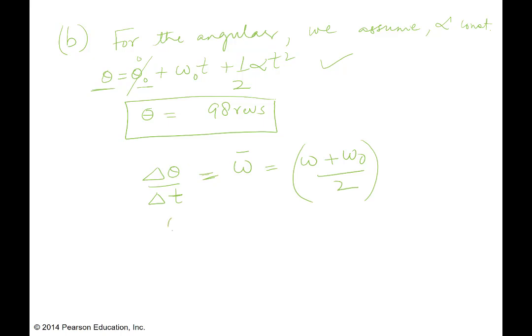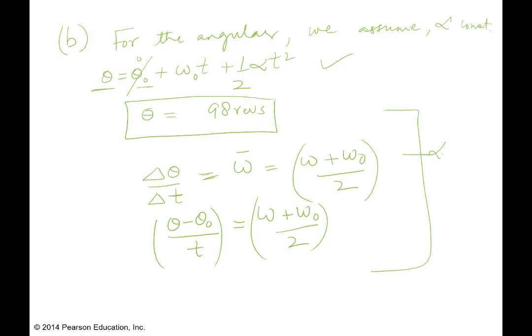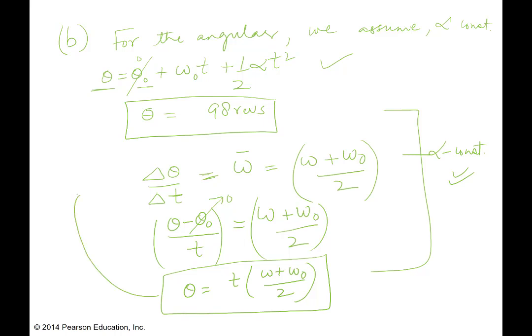So theta is theta minus theta naught, and we simply write t for this. That will be omega plus omega naught over 2. This condition is only true when alpha is constant. So you can do it this way as well and get theta. Theta naught can be taken as 0. Therefore your theta will be equivalent to t times omega plus omega naught over 2. I think this is a better way, and you should be able to get 98 revs using this method.